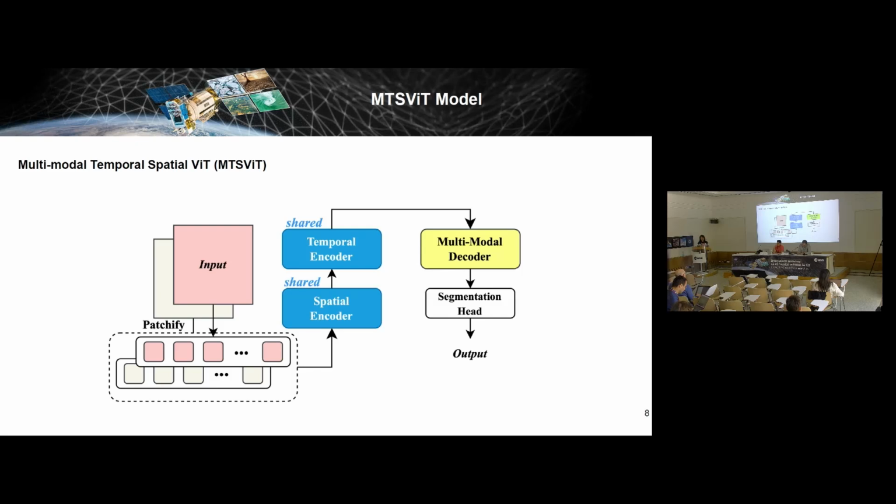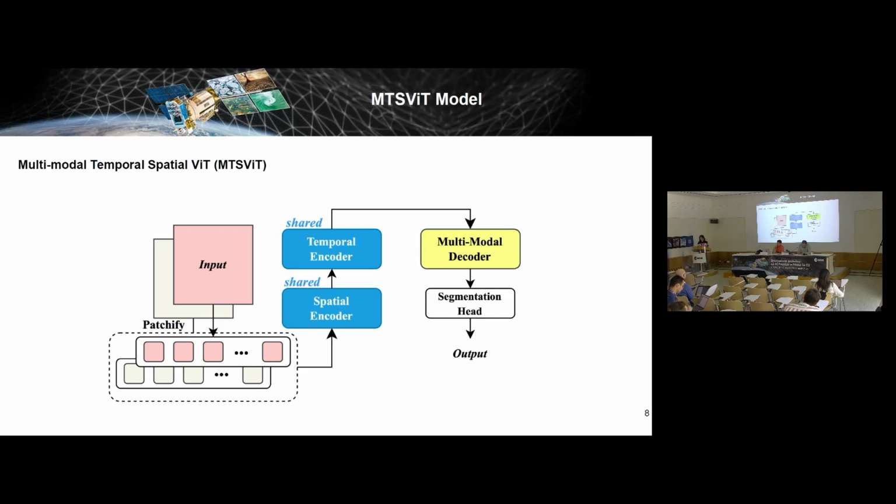In general, we process different modalities, for example, Sentinel-2 and Sentinel-1, into tokens separately, and then they go through the shared spatial encoder and temporal encoder in order to generate the spatial-temporal features for each modality. And then inside this multi-modal decoder, we let different modalities interact with each other in order to get the final features, and then go through the segmentation head to generate the final prediction.